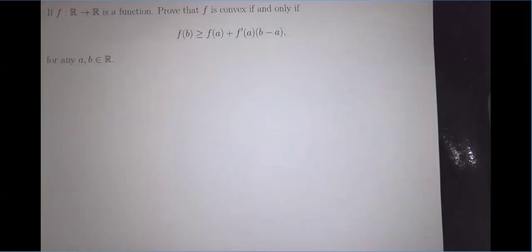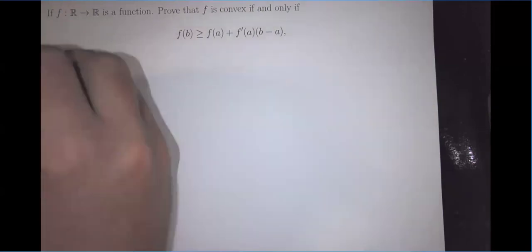An alternative definition to the classic definition of convex is to say that a function is convex if and only if f of b is greater or equal to f of a plus f prime of a times b minus a. So here we want to prove that these two definitions are the same. Okay, so let's suppose f is convex.